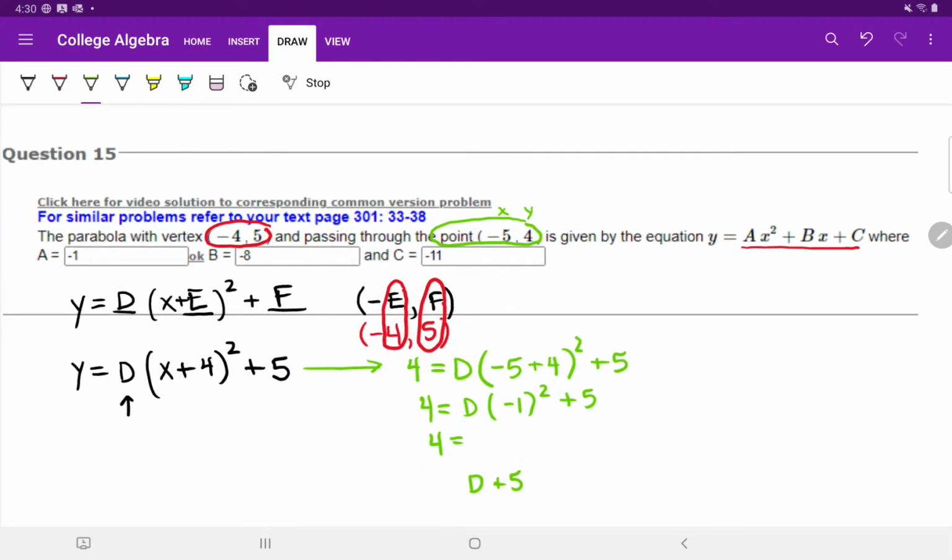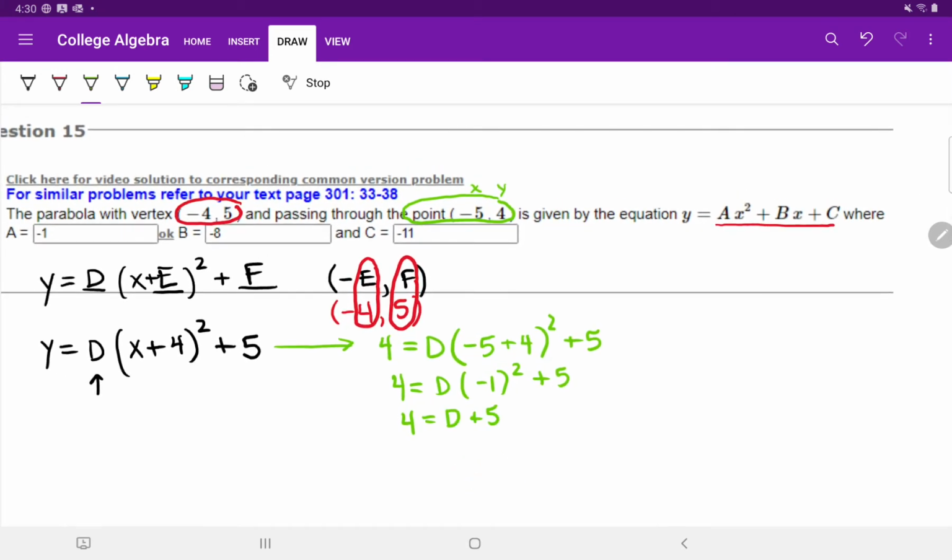And then to isolate d, we subtract 5 from both sides. So you end up with d equals negative 1. So if d is negative 1, then y equals negative 1 times (x plus 4) squared plus 5. So great, we have our quadratic written in standard form, but that's not what they want.